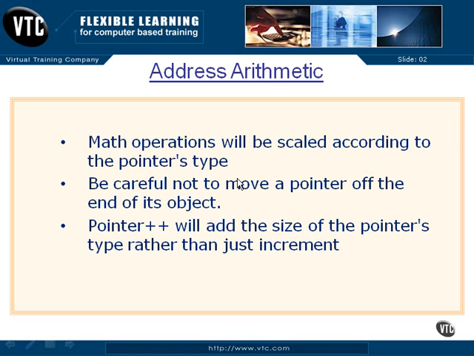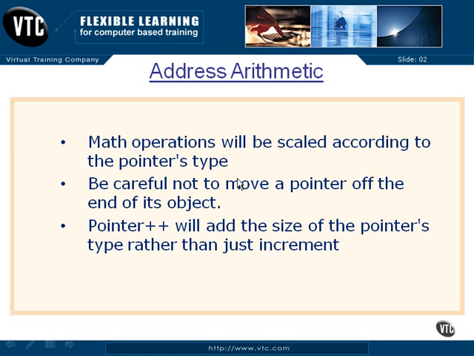Now, when you do this, you have to be careful not to move a pointer off the end of what it points to. If it points to an array of integers or characters, some assembly of these things, then you can't go incrementing off the end of that, or you'll cause an error. But pointer plus plus, minus minus, all of the integer type math functions will add the size of the pointer's type rather than simply increment it.